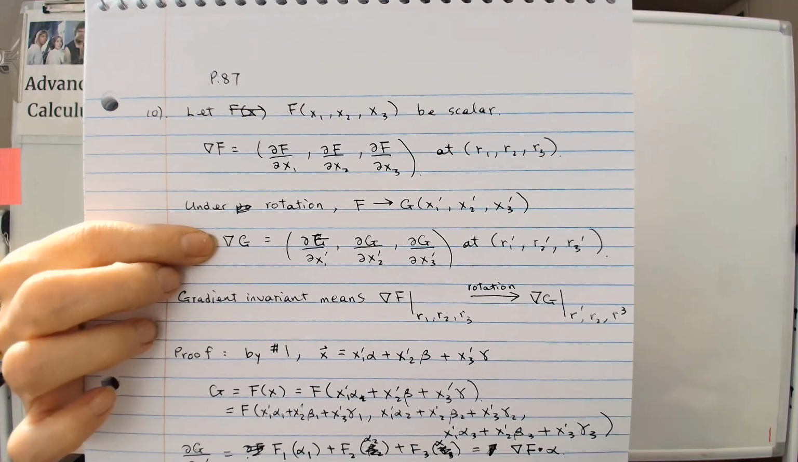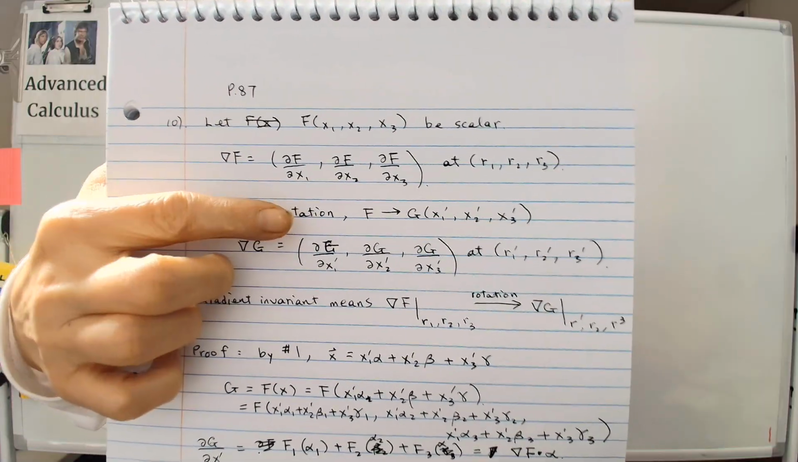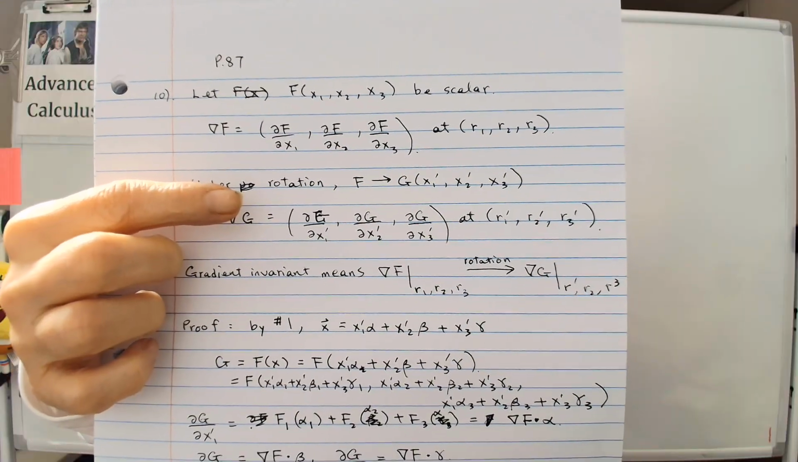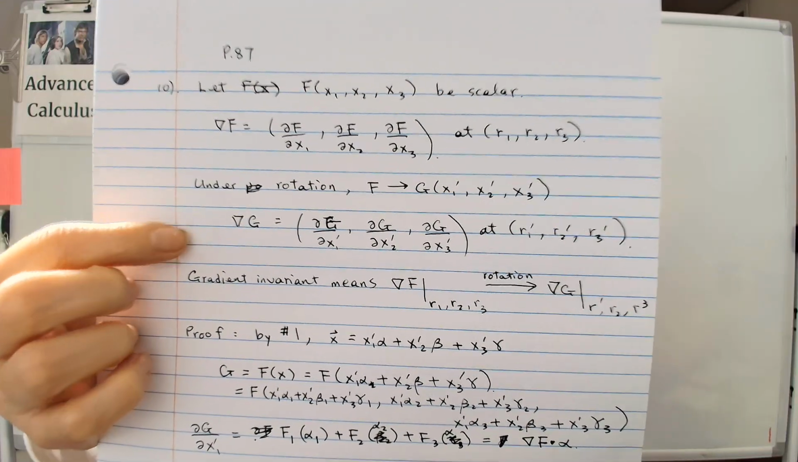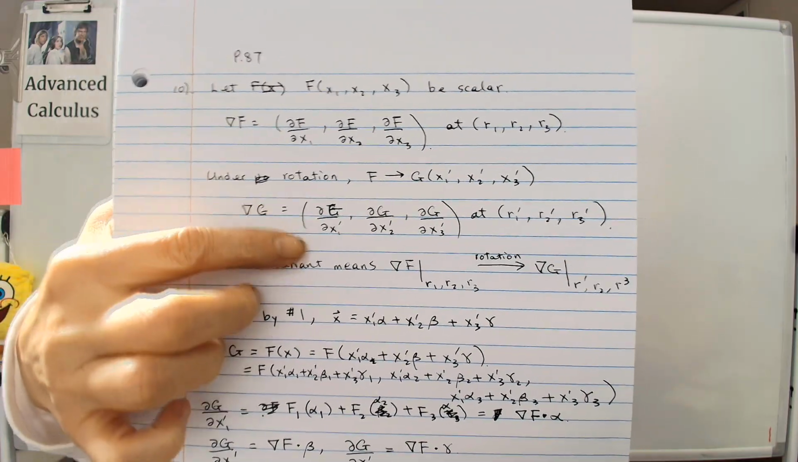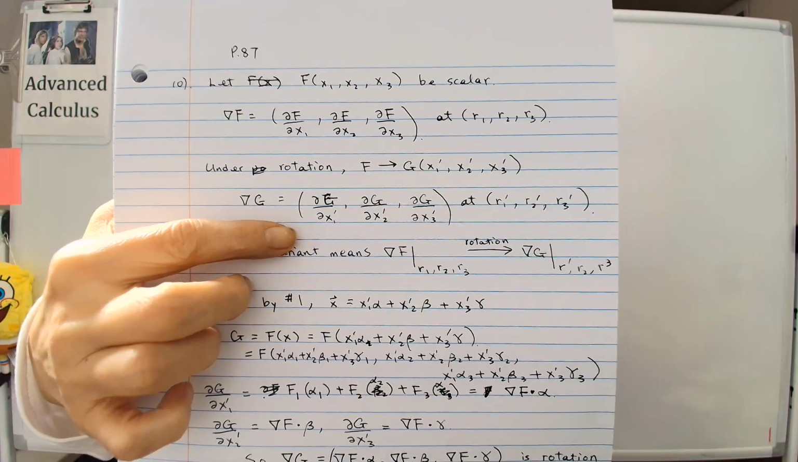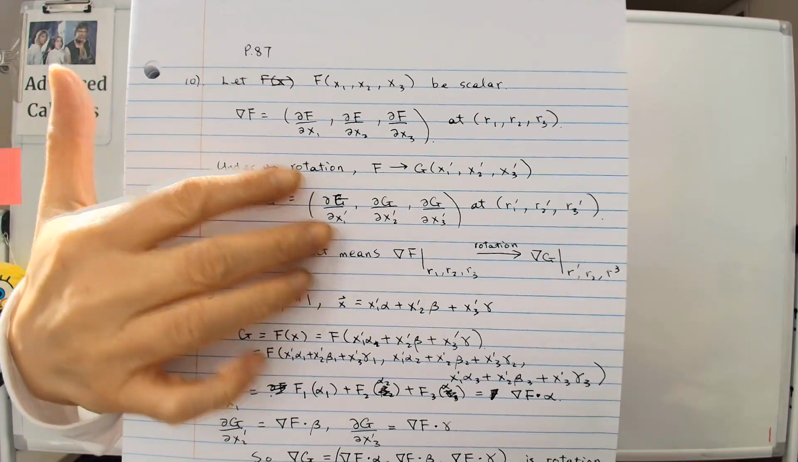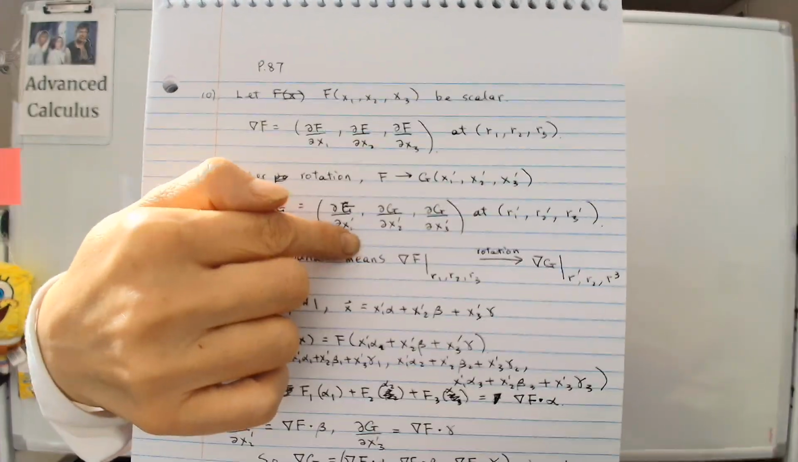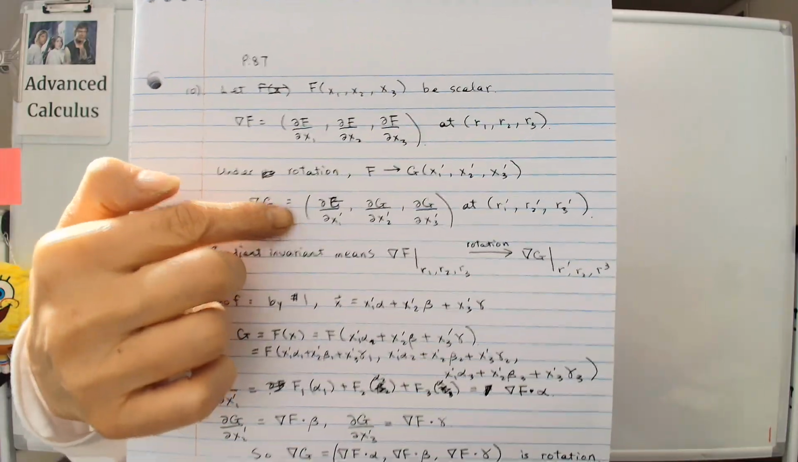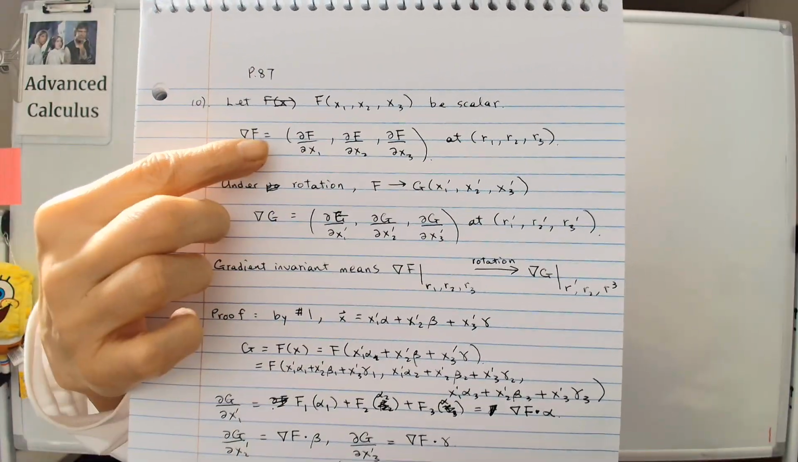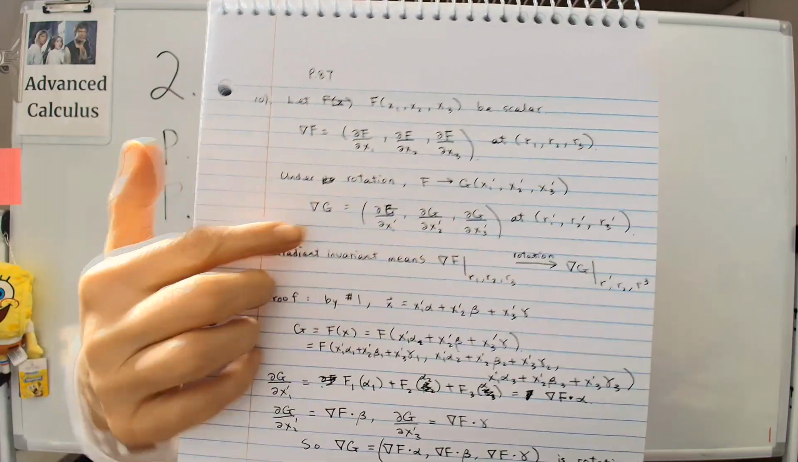Now, under the rotation, the gradient function will transform into a different function with different variables, x1 prime, x2 prime, etc. So then grad f is the gradient, the partial derivatives with respect to the new variables, at the new point. That is, the point got transformed, and the function got somehow transformed. We'll figure out how the function transforms in a little bit. And when that happens, the gradient invariance means that the old gradient under the transformation will become the new gradient.